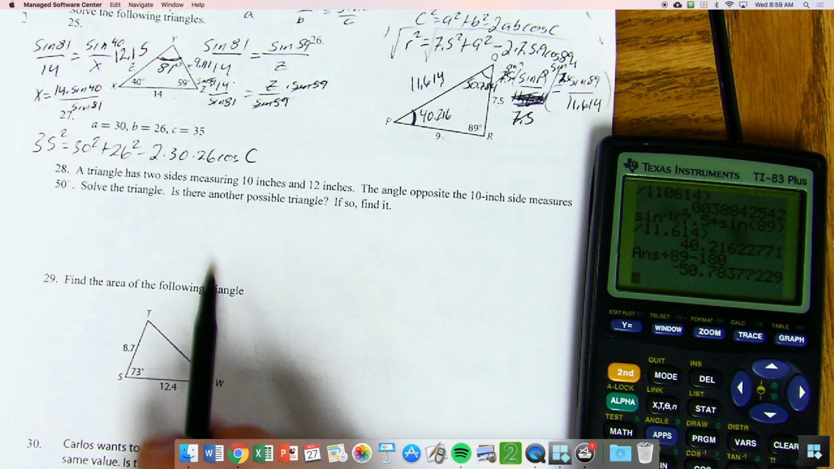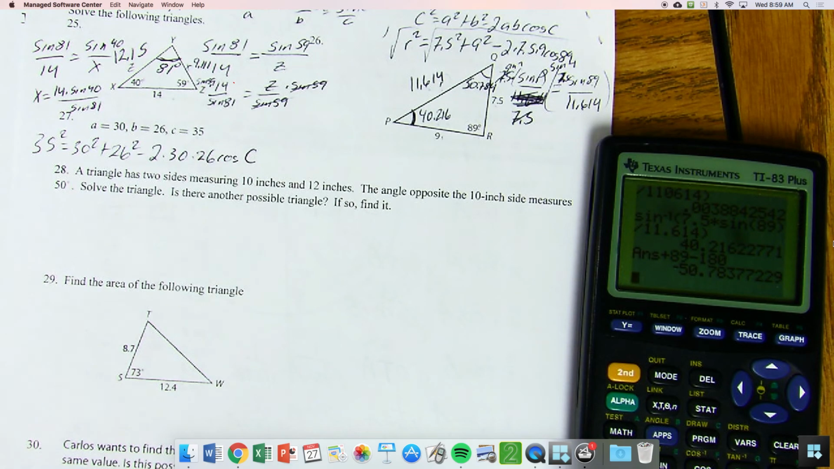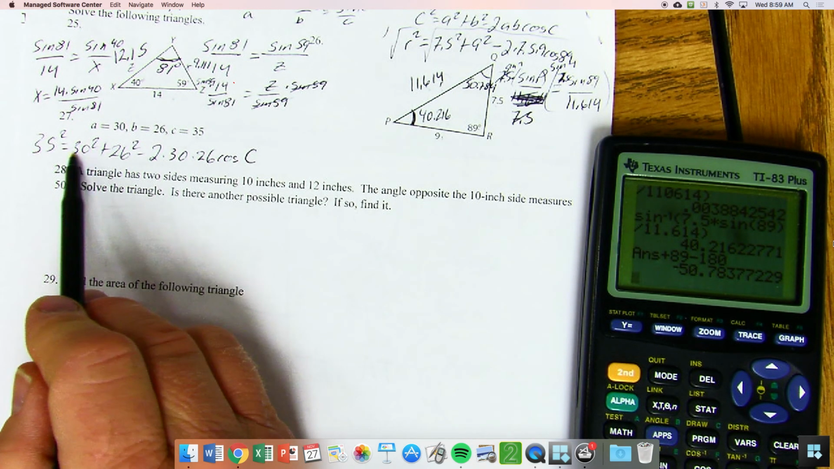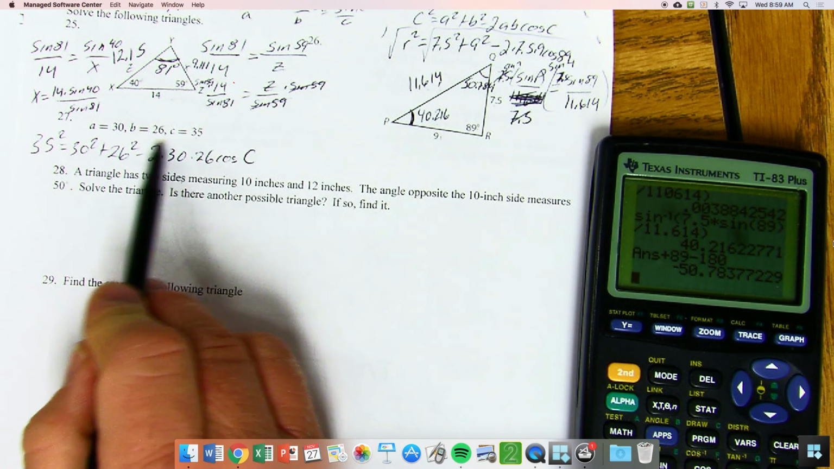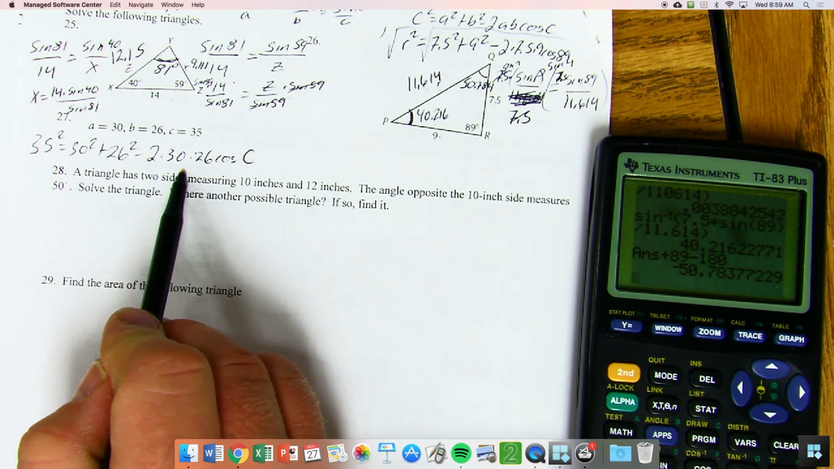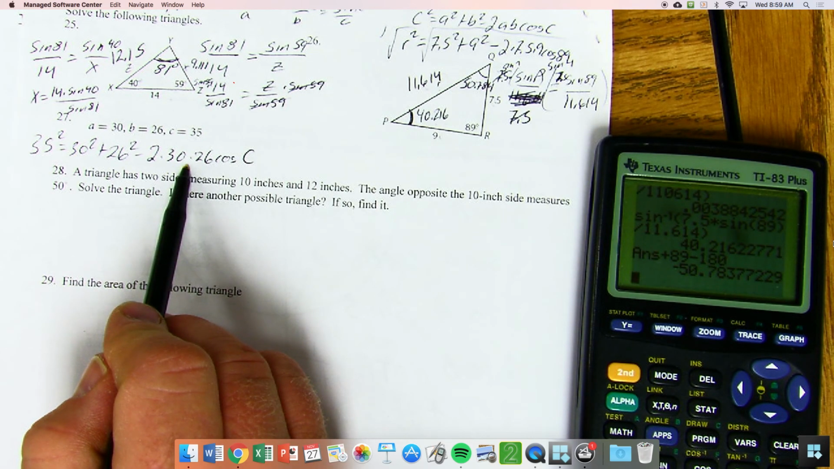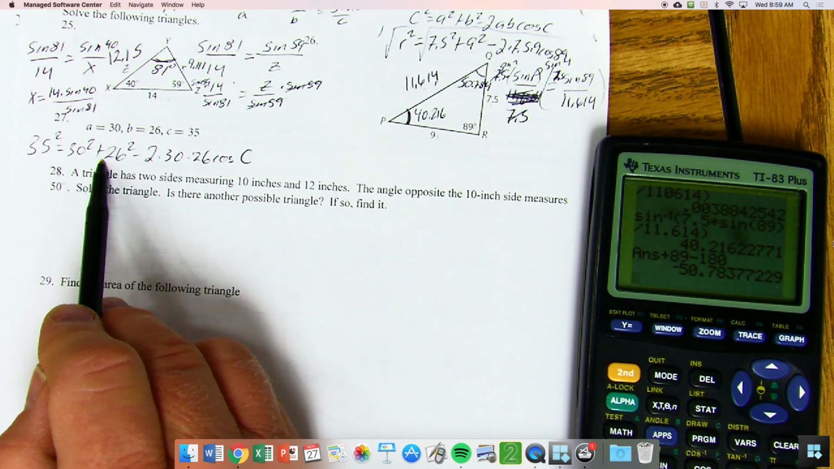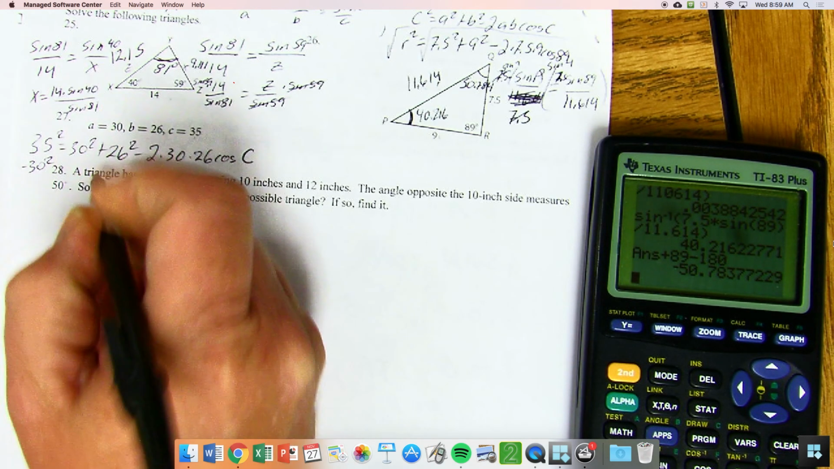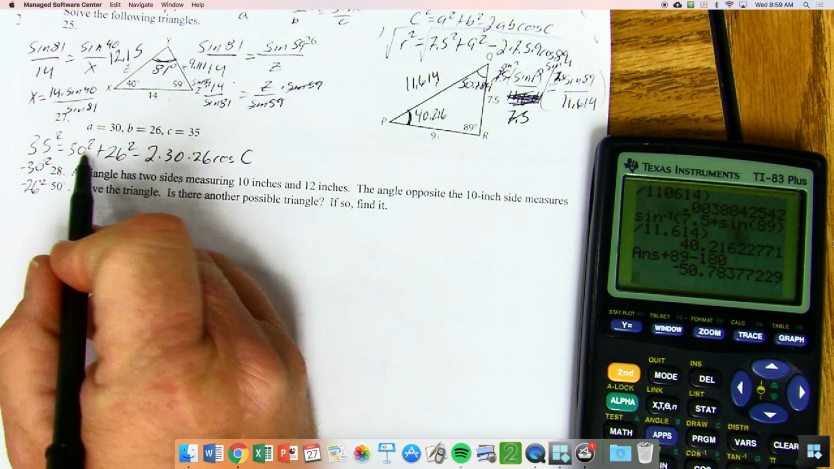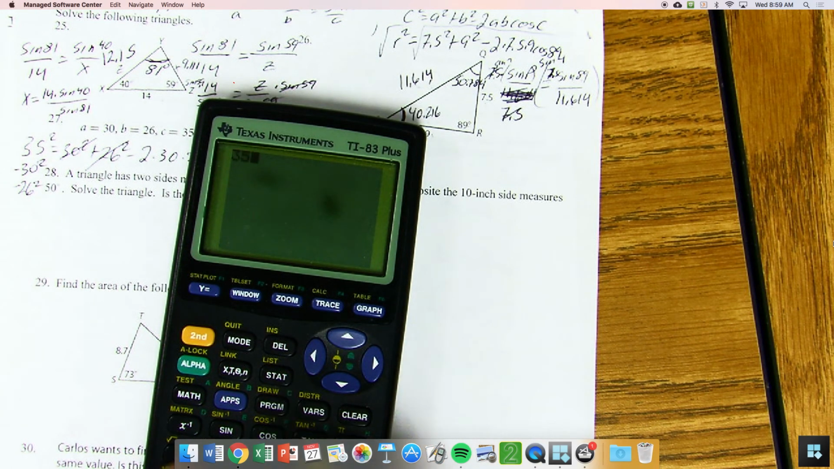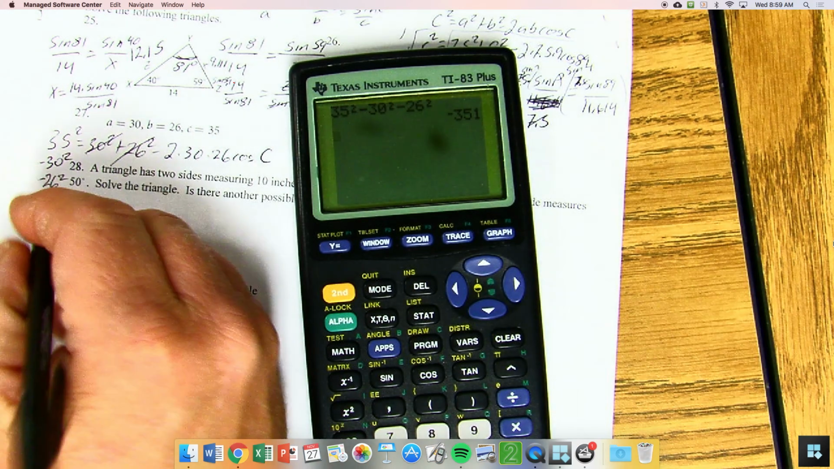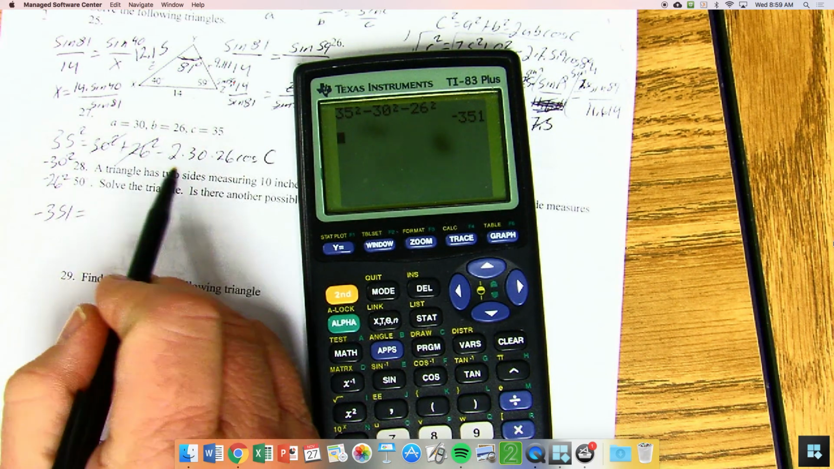Now I saw a lot of kids making mistakes like this on the quiz the other day. Please be careful. You can combine these and subtract it over, but you cannot combine this. This is all multiplication right here. The only way I'm going to be able to get rid of this is through division. So you can add these, square these and add them, and then subtract them. I just do this. I just say subtract 30 squared, subtract 26 squared, because I know I'm going to bring these both over to get rid of them. So in my calculator, it's as simple as 35 squared minus 30 squared minus 26 squared equals, and I get negative 351.